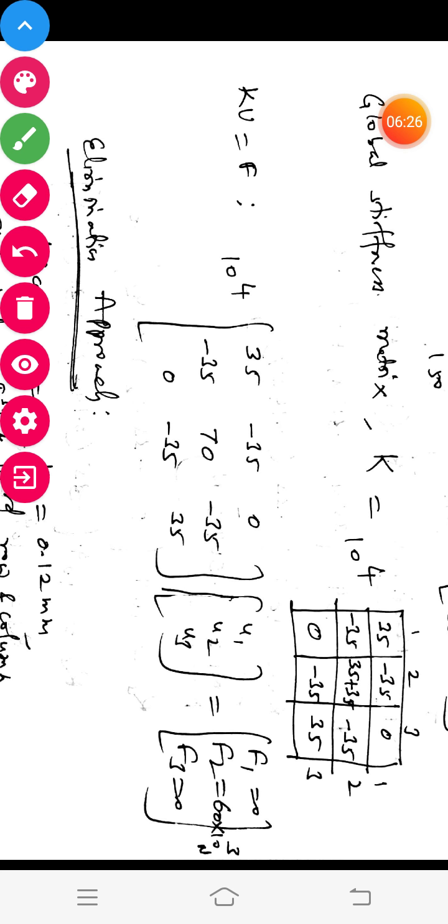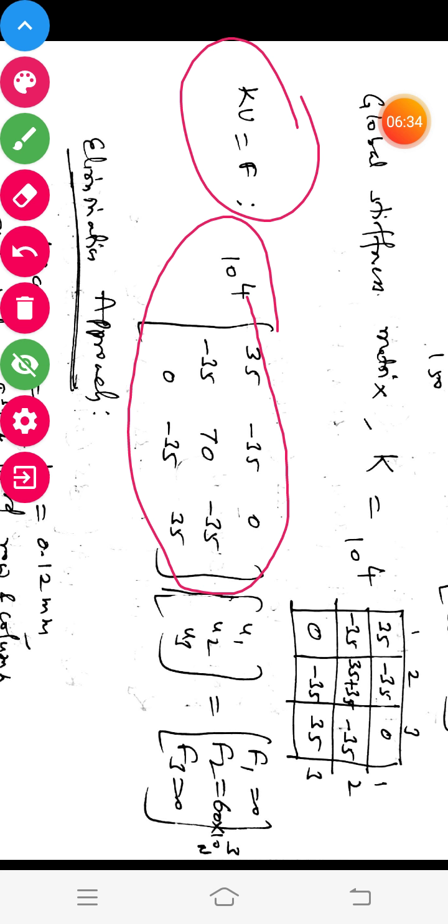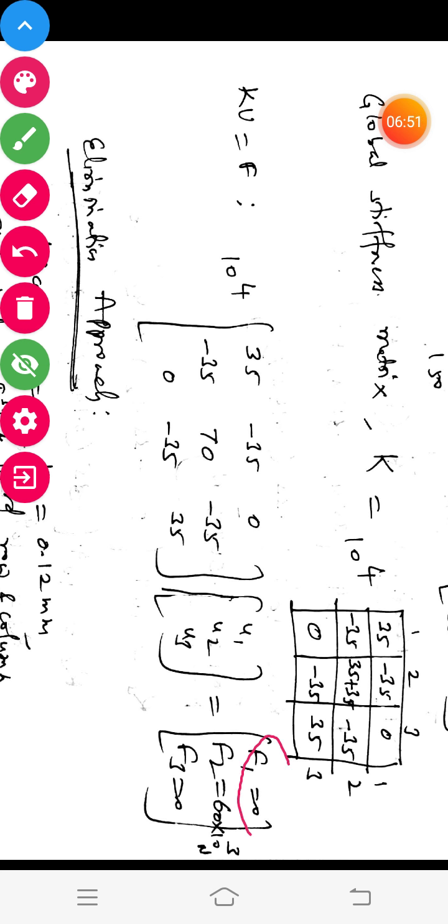Now write the overall equilibrium equation: Ku equals F, that is the global stiffness matrix we just found, into the nodal displacement vector. Since there are 3 DOFs, 3 unknowns, U1, U2, U3, and next the point load vector, that is F1, F2, F3. F1 is the applied load at node 1; since it is not given it is 0. F3 is the applied load at node 3; there is no load applied, so write F3 as 0.